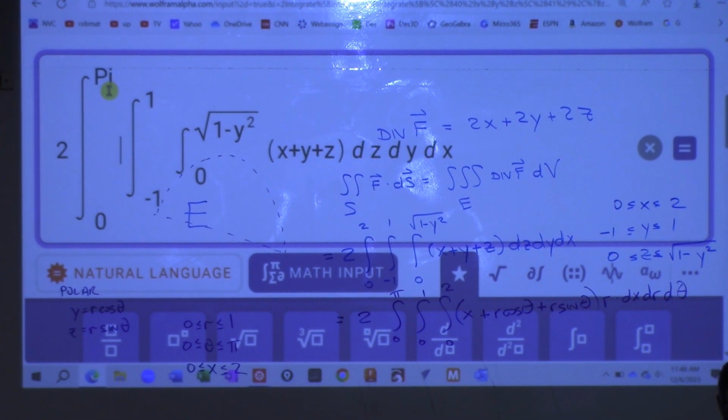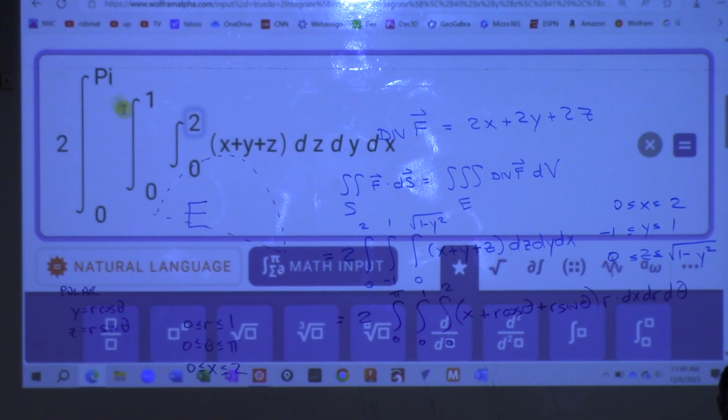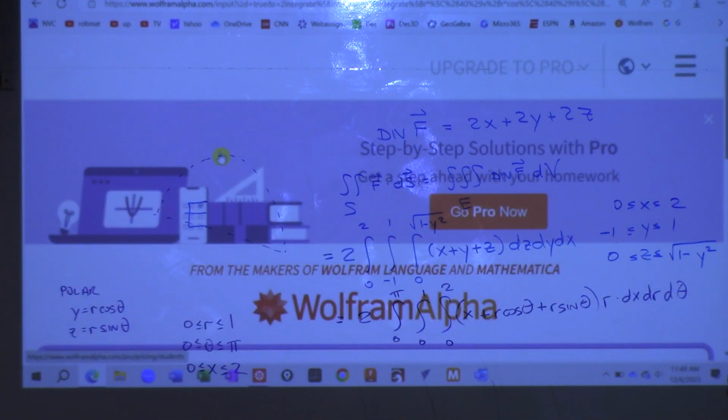So pi, 0 to 1, 0 to 2. And then this was x, this was r times cosine of t, I'll use t instead of theta, and then r times sine of t, dx, d... We need an r. Oh, I'm missing my r, thank you. Oh, I forgot it. Good thing I'm not taking a final. dt, all right, so r out here in front, r times, okay, there we go.